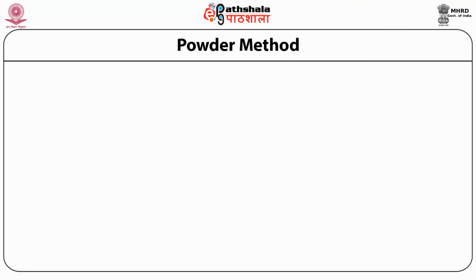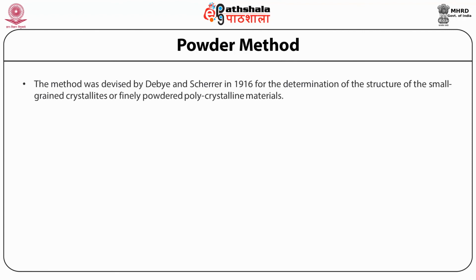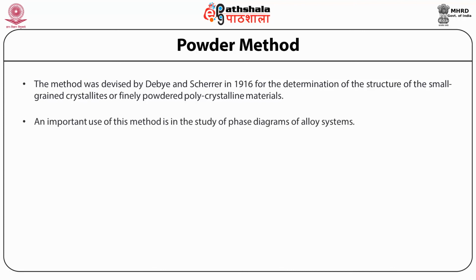The third diffraction method is the powder method. The method was devised by Debye and Scherrer in 1916 for the determination of the structure of small grained crystallites or finely powdered polycrystalline materials. An important use of this method is in the study of phase diagrams of alloy systems.